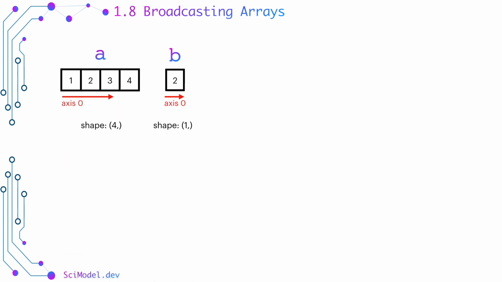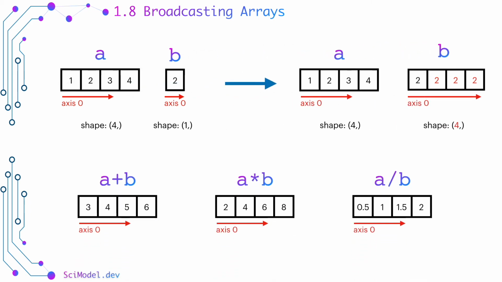Now, what if array B has shape 1 while array A has shape of 4? In this case, array B will expand itself with the same value to match the shape of array A, then, mathematical operations can be done element-wise. Array B expansion to match the shape of array A is called array broadcasting. NumPy does not do this expansion as it is not efficient, but this is the analogy it follows.